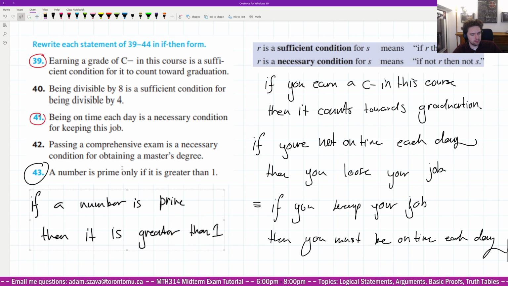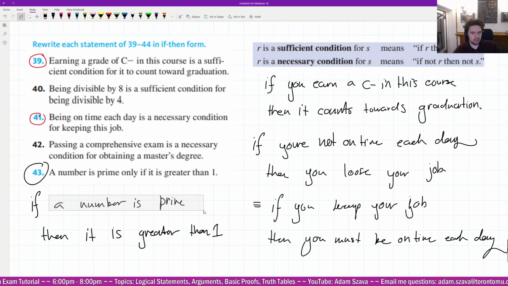It says only if. Oh, only if a number is prime. The other way, so if it's greater than 1. It says only if. So a number is prime. No, this is right, I think. A number is prime only if it is greater than 1, which means this is right. I think what I wrote is correct. A number is prime only if it is greater than 1. So anytime a number can be prime, is if it is greater than 1. So if a number is prime, that means it must be greater than 1.